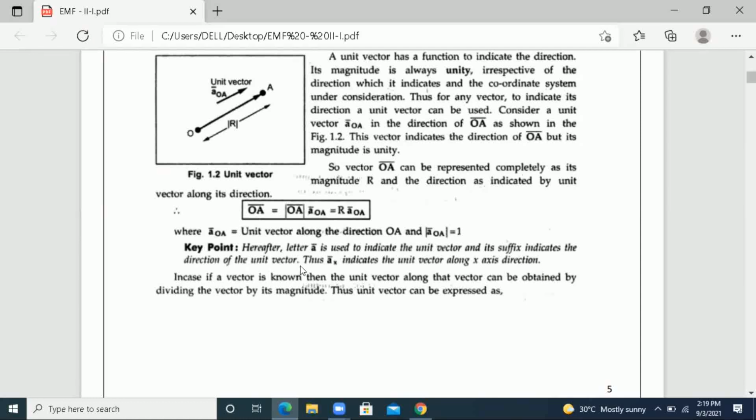Similarly, that's in Cartesian coordinates.